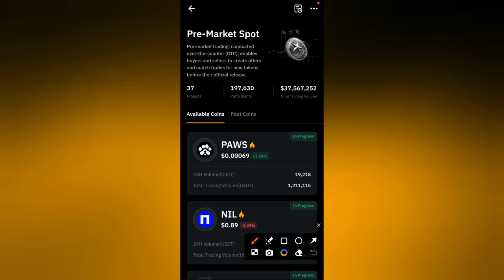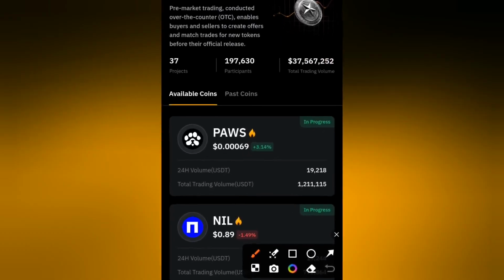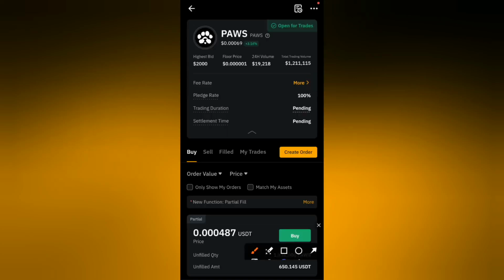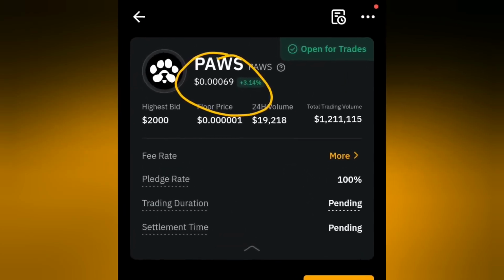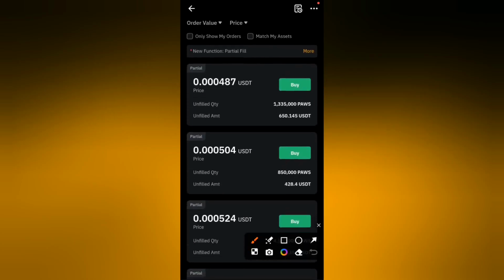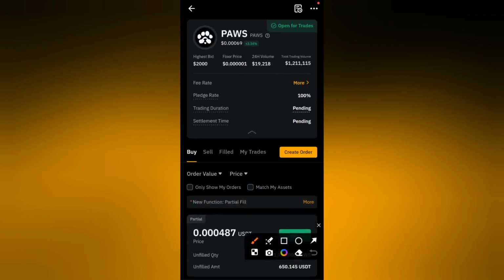For the purpose of this lesson, I'm going to be using Pause right here. If I click on Pause right now, you see that the price right here is 30.69. That is the official price, but right here you can see we can buy Pause for 30.524, 30.487. This is because we are in the buy tab. Before you can do anything on Bybit pre-market, you must have funds.